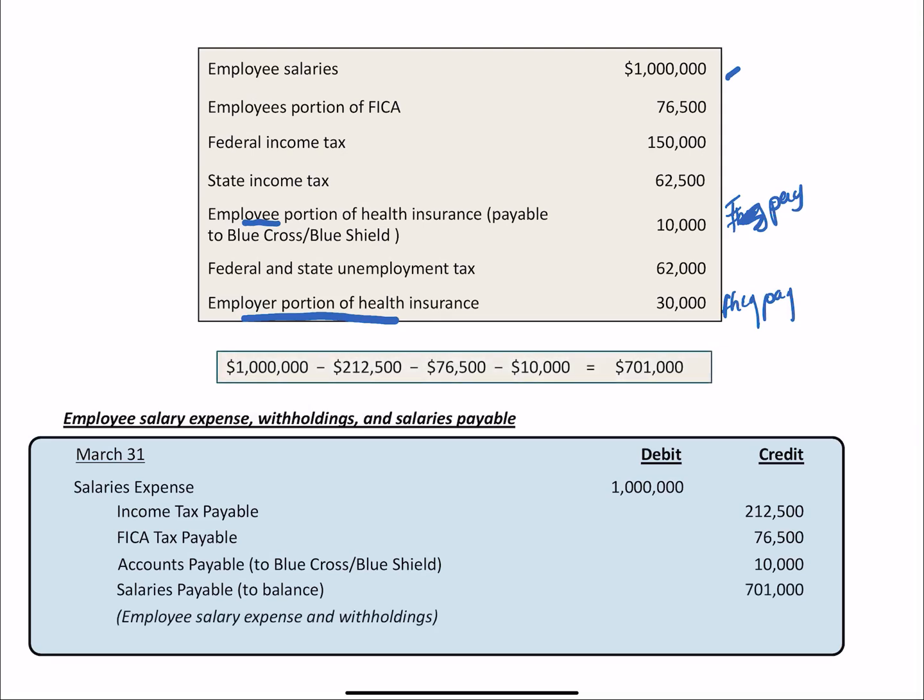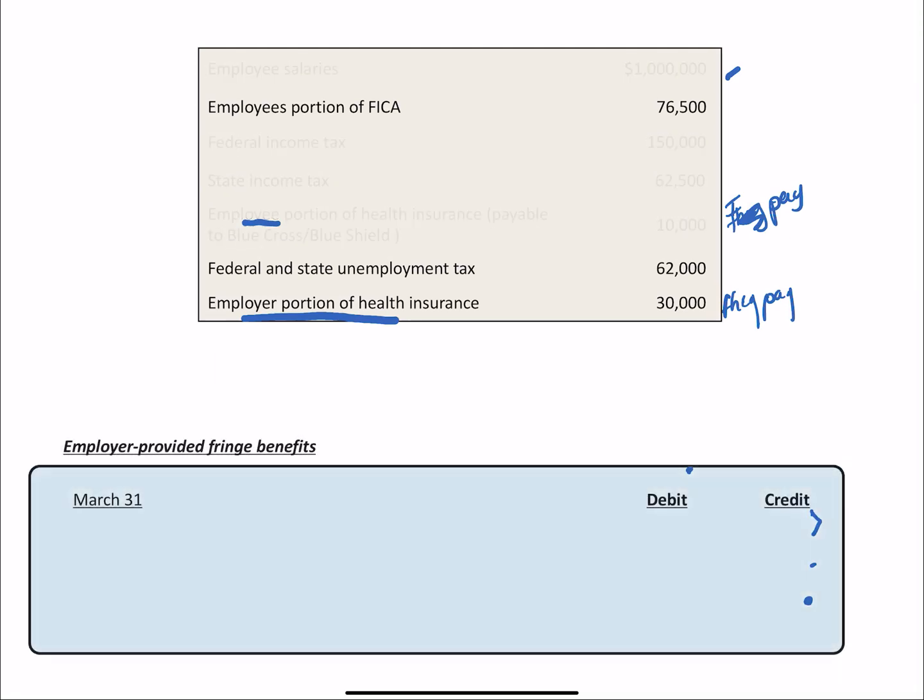Now notice the money that they're taking out of my check and giving to the government, right, in these 2, and giving to Blue Cross Blue Shield, that doesn't raise the expense. The expense is still the salary. All it does is lower how much cash they're giving the employee. So look at your check and see if you can notice what your salary is, versus what gets taken out for income tax, Social Security and Medicare, also called FICA, and for any other benefits you might have, such as health, dental, life, etc. All right, that's the first set of entries. Now let's do the second set.